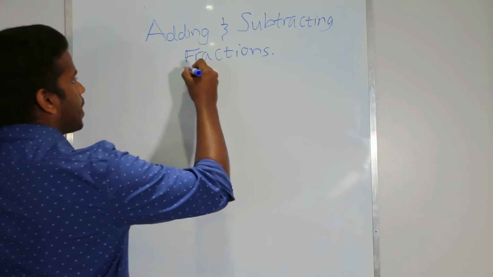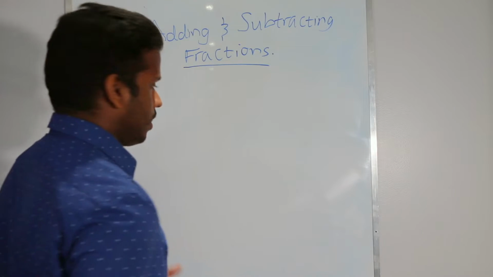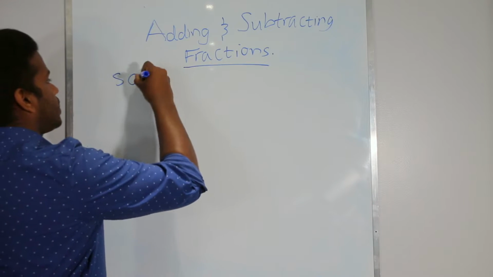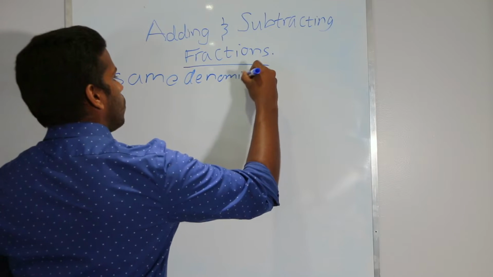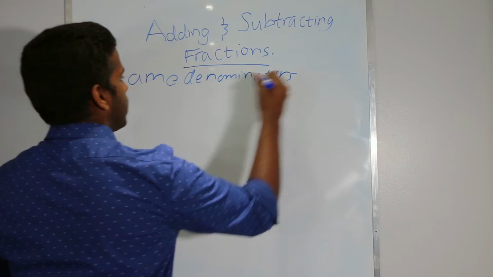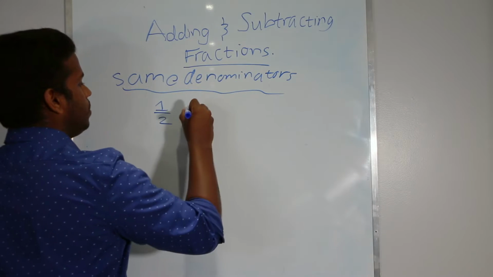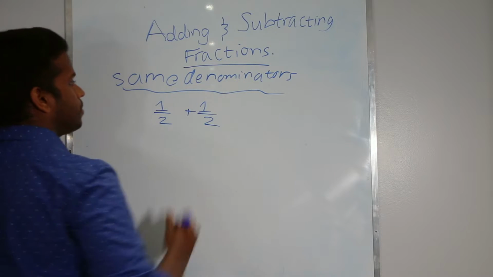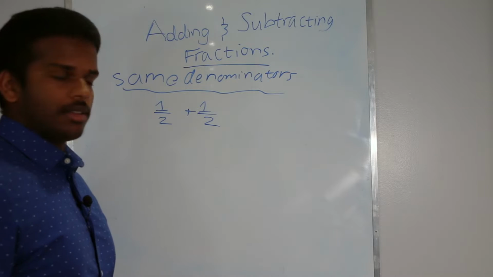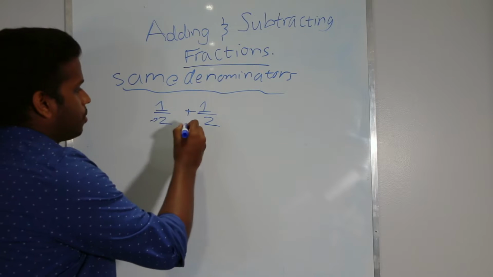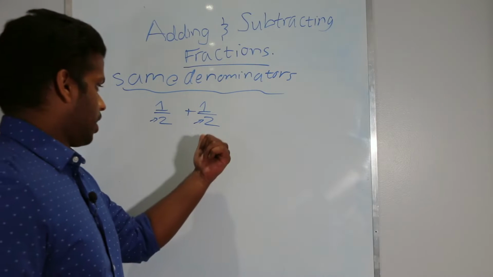Because the method we're going to use applies for both adding and subtracting, I'll show you. First, when you get a situation where you have the same denominators, for example, 1 over 2 plus 1 over 2. See how the denominators are the same for this one? The denominator is 2 for the first fraction, and the denominator is 2 for the second fraction.